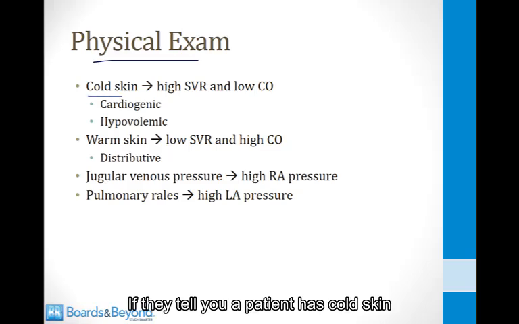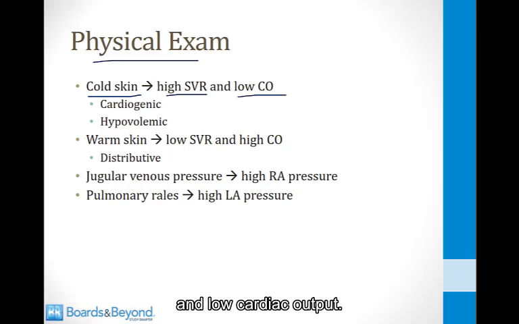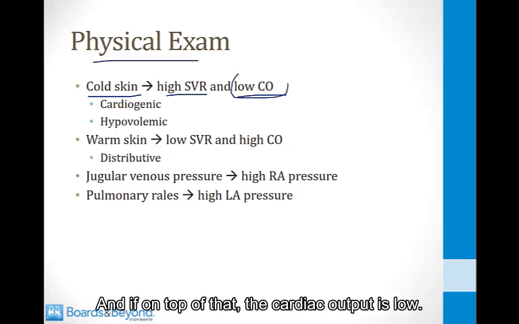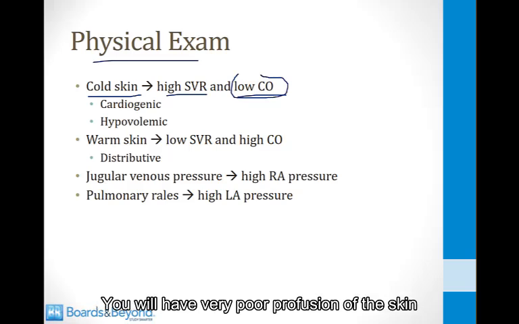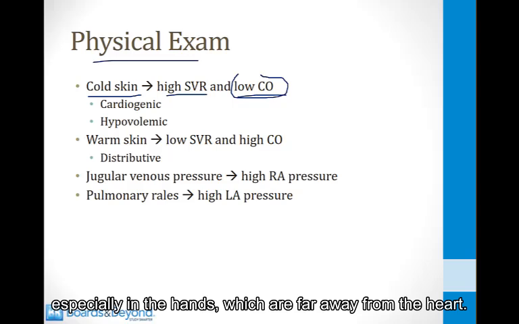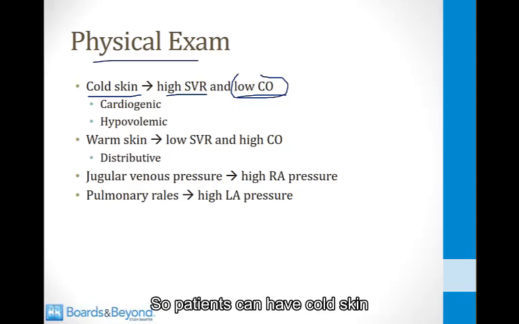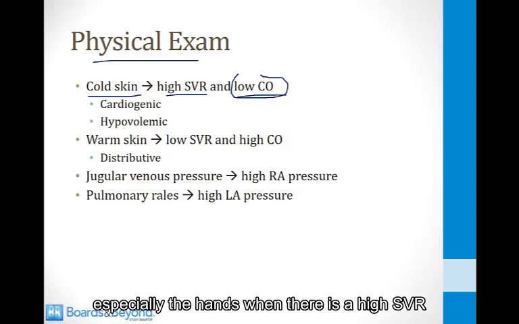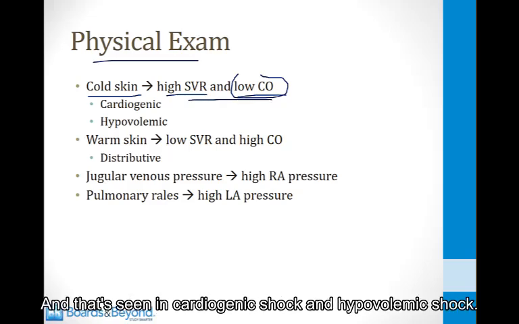So if they tell you a patient has cold skin, this is what is classically seen when there's high vascular resistance and low cardiac output. If you have high vascular resistance, this means arterioles are clamped down, and if on top of that, the cardiac output is low, you will have very poor perfusion of the skin, especially in the hands, which are far away from the heart. So patients can have cold skin, especially of the hands, when there is a high SVR and a low cardiac output, and that's seen in cardiogenic shock and hypovolemic shock.